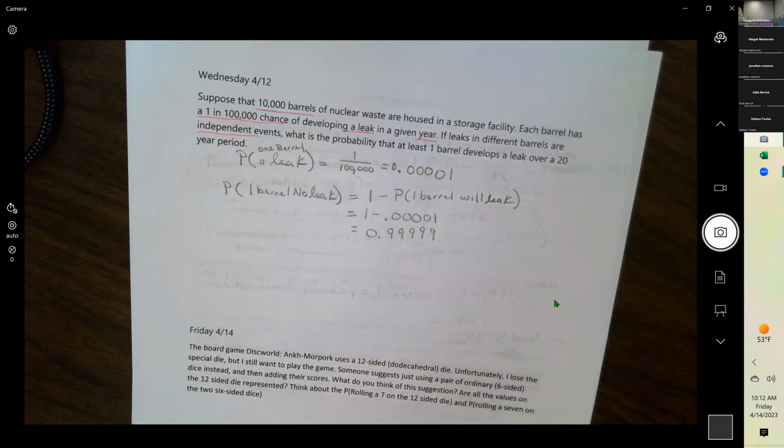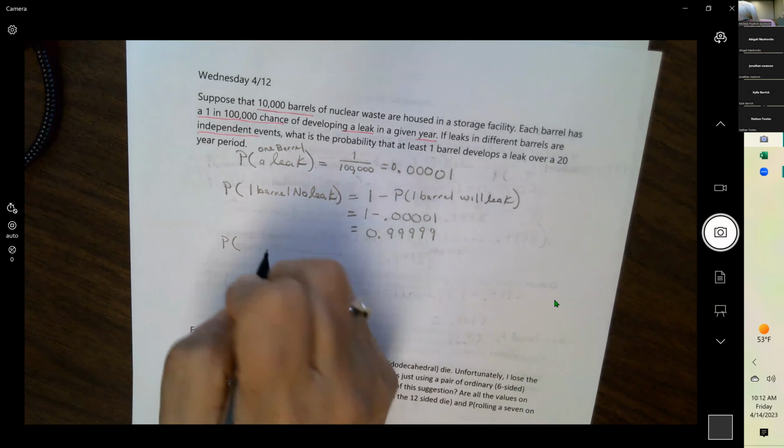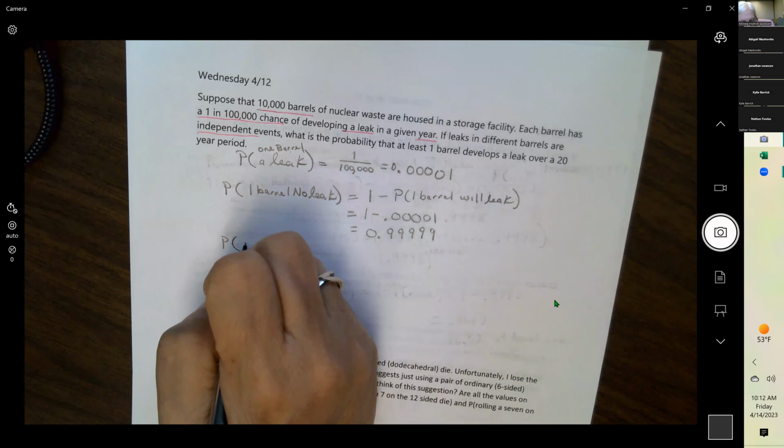Now you could do the 20 years for one barrel, or you could do all the barrels first. I did one barrel. One barrel.